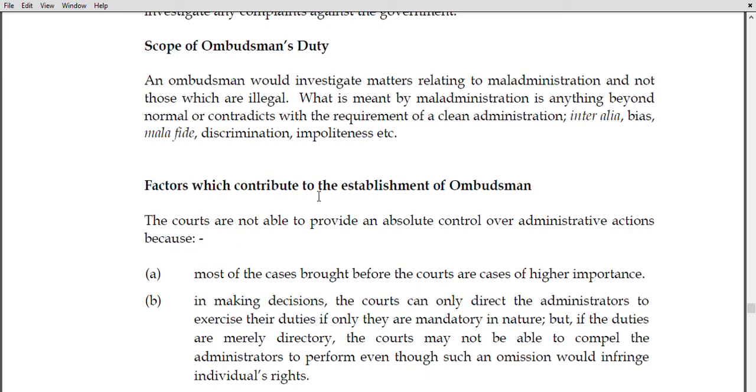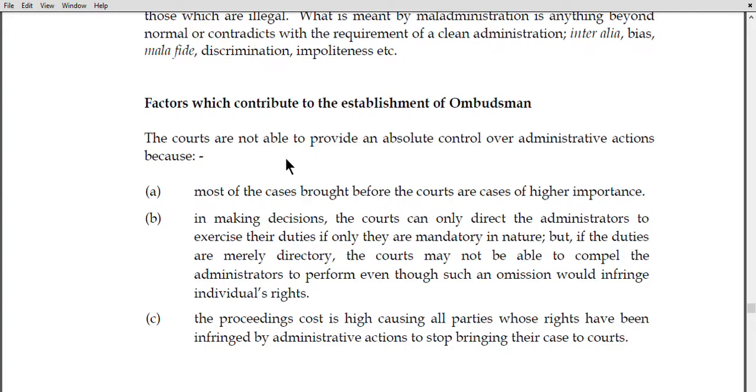Okay, factors that contribute to the establishment of the ombudsman. The courts are not able to provide absolute control over administrative actions because most of the cases brought before the courts are cases of higher importance. So, for small cases, you can bring them to the ombudsman. In making decisions, the courts can only direct the administrators to exercise their duties if they are mandatory in nature, but if the duties are merely directory, the courts may not be able to compel the administrators to perform, even though such an omission would infringe individual rights.